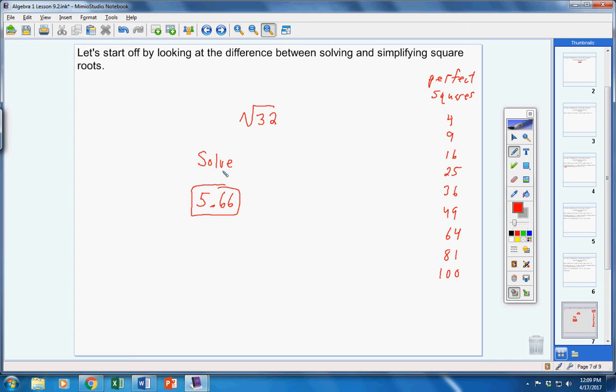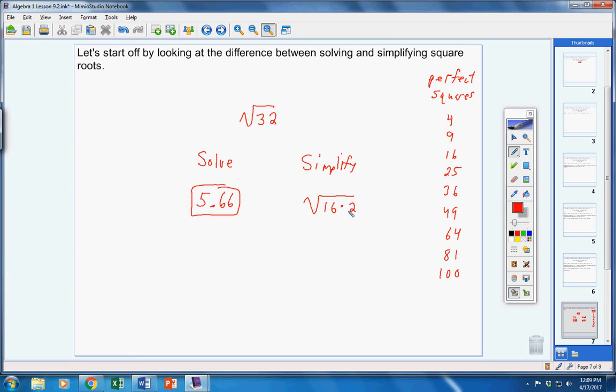Any questions on that? Just type into your calculator. Now I'm going to ask you to simplify this, okay? So here we go. Look at your list of perfect squares over here. Do any of these go into 32? 4 does. But remember, you want the largest number that goes into 32, and that's 16. 16 is the largest number that goes into 32. So I write 16 times what? 2, because 16 times 2 is 32.